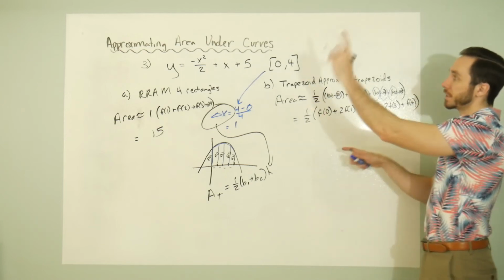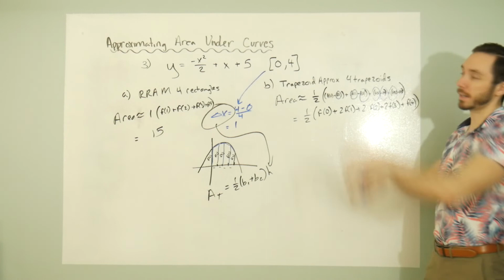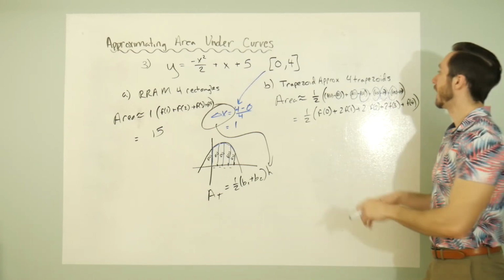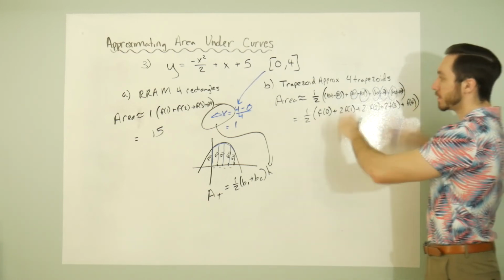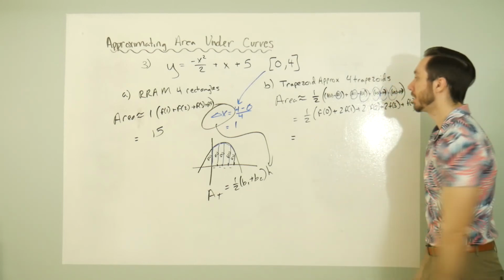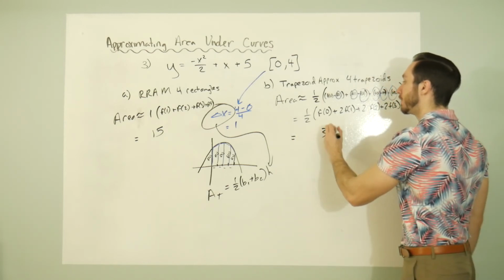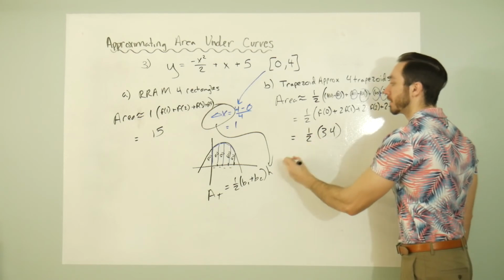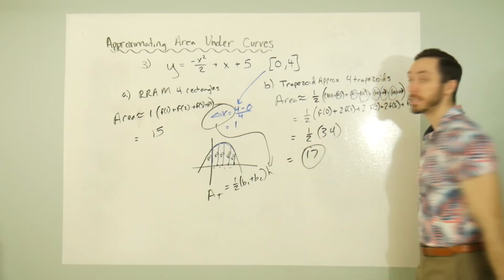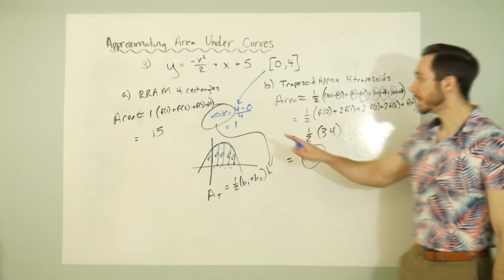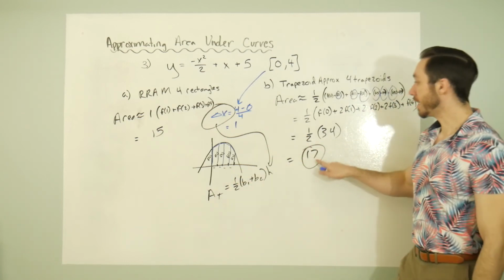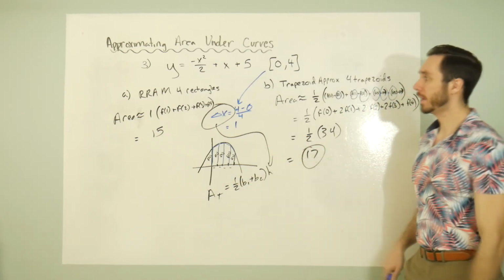So plug in your f of 0, that comes out to 5. F of 1, I don't know what that is, it's 5.5 or something like that. Throw in all these values, do some algebra 1, and you should end up getting 17. I think this comes out to 34 on the inside here, and half of 34 is 17. So we stated earlier that this is an underestimation. So 17 is really close to the answer, but not quite it.